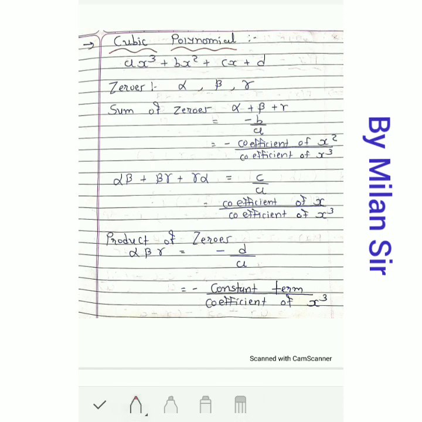Then there are three things. Sum of zeros: first of all, alpha plus beta plus gamma. Sum of zeros means addition. So the formula is the same as we use in quadratic polynomial, minus b by a, where b means coefficient of x square, and a means coefficient of x cube, and there is a minus sign.